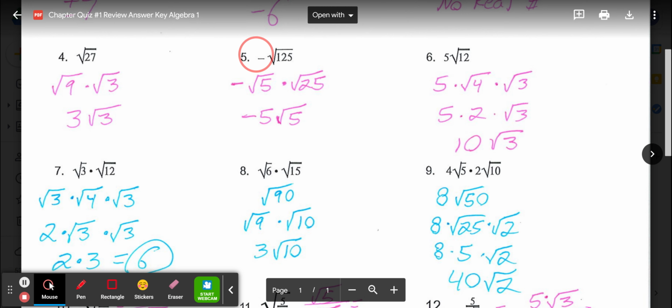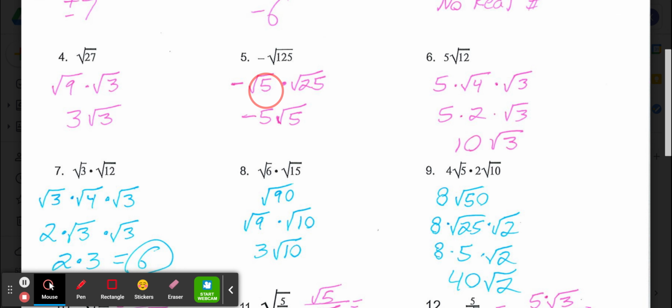In 5, we have the negative out in front, so we're not going to worry about that right now. I want to simplify the square root of 125. 125 is 5 times 25, so our simplified answer is a negative times the square root of 5 times square root of 25, and the square root of 25 is 5. So our final answer would be negative 5 square root of 5.